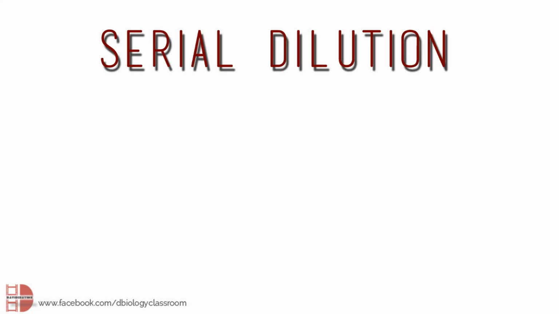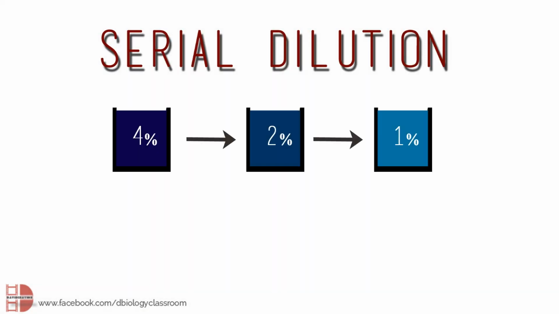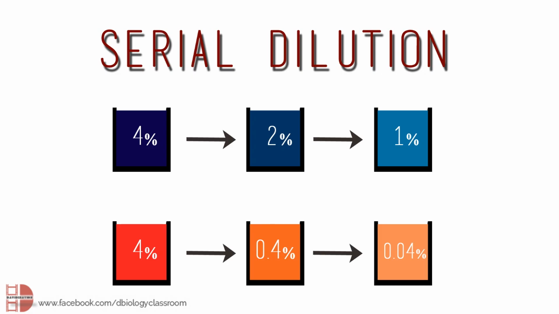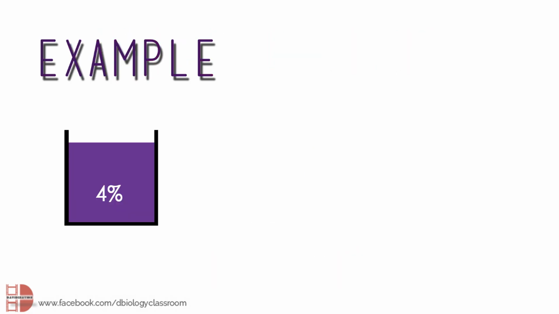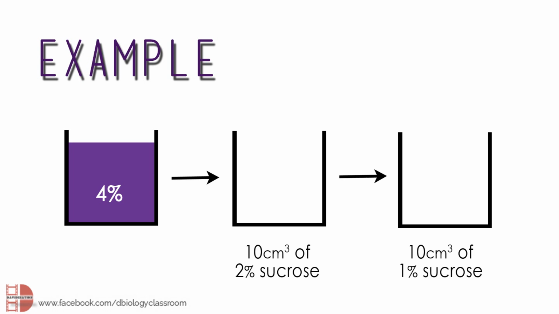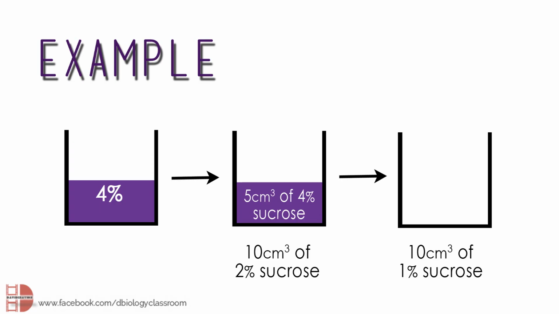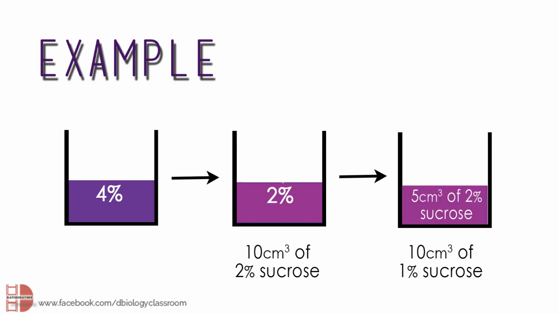Serial dilution is used when you want to halve the concentration of a solution or you want to make it 10 times more diluted. Let's say you want to dilute a 4% sucrose into 2% sucrose and then to 1% sucrose. All you need to do is take a certain amount of 4% sucrose solution, add an equal amount of distilled water, and this will give you 2% sucrose solution. Do the same by using the 2% sucrose solution and you will halve it into 1%.